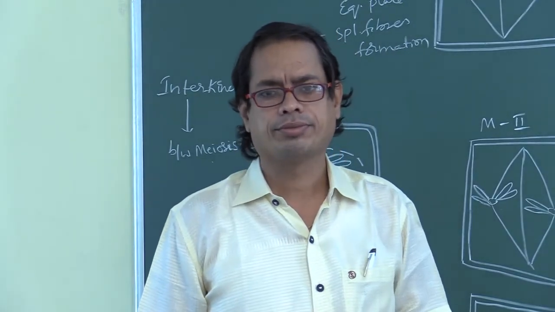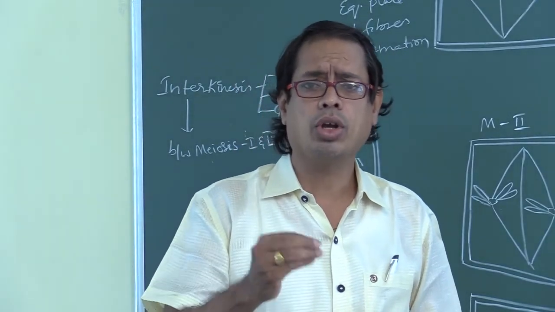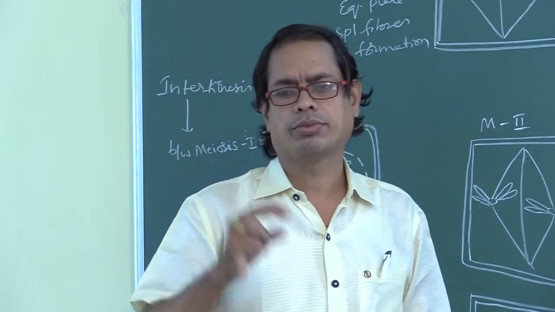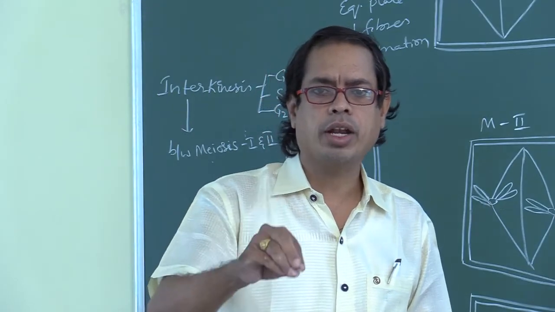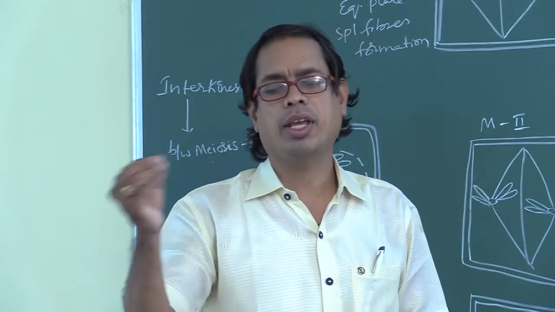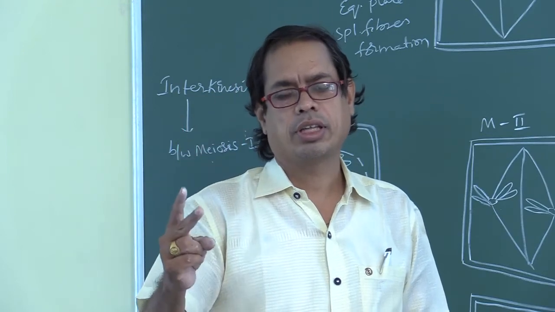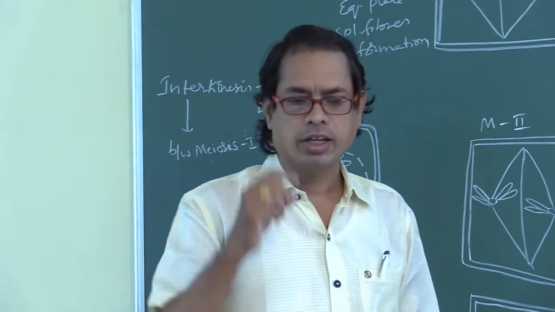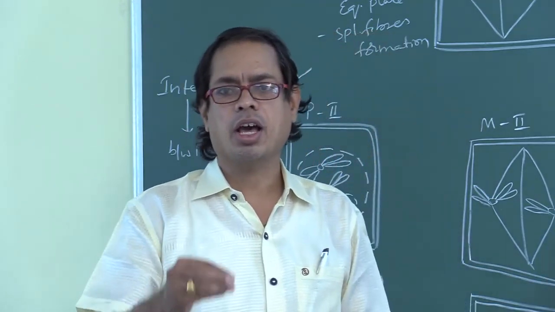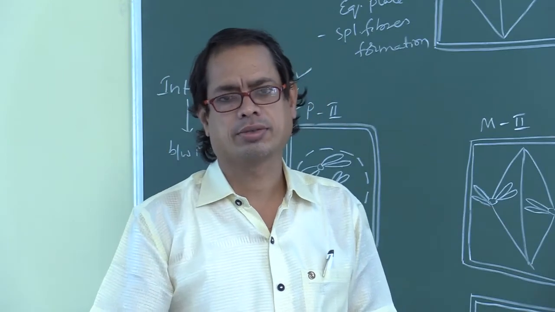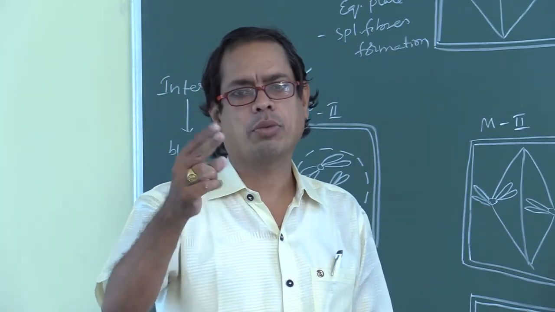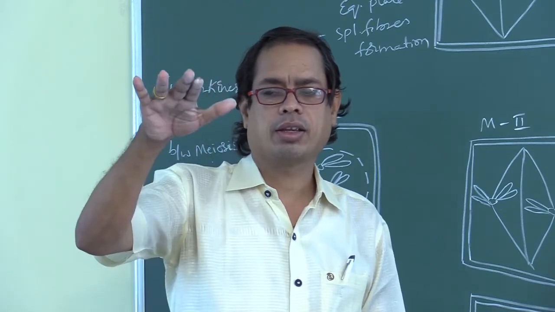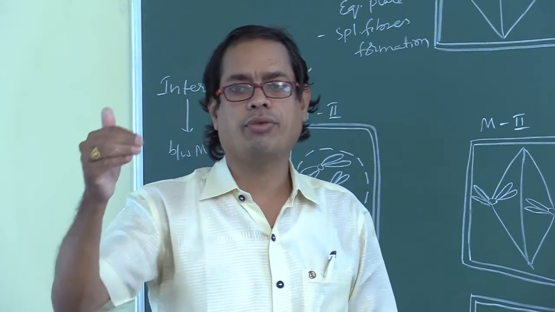How many times do the nuclear membrane and nucleolus disappear? 2 times, P1 and P2. How many times do they reappear? 2 times, that is T1, T2, telophase 1 and telophase 2. Next, how many times do ER and GC disappear? 2 times, prophase 1 and prophase 2. How many times do ER and GC reappear? That is telophase 1 and telophase 2.